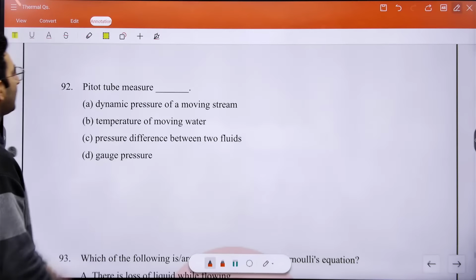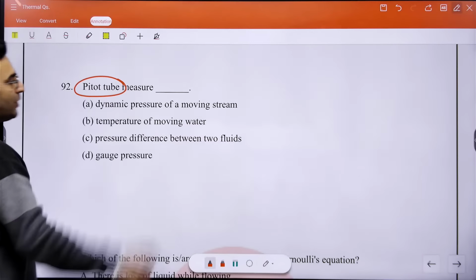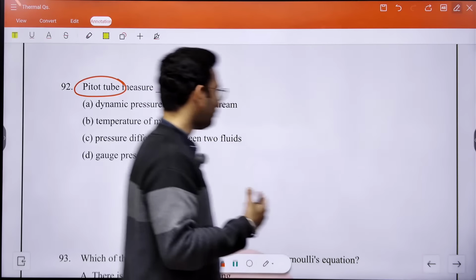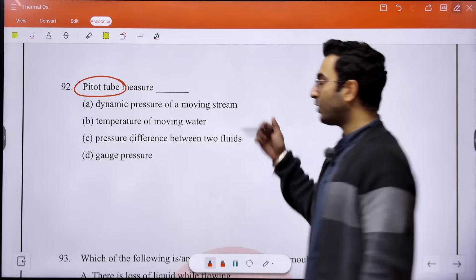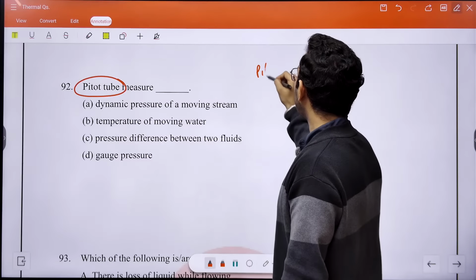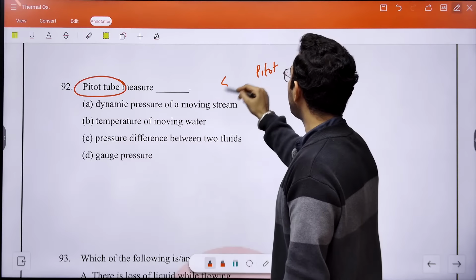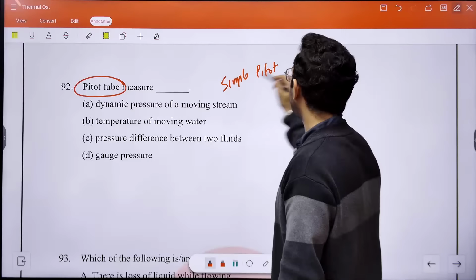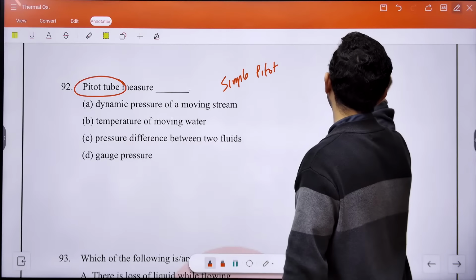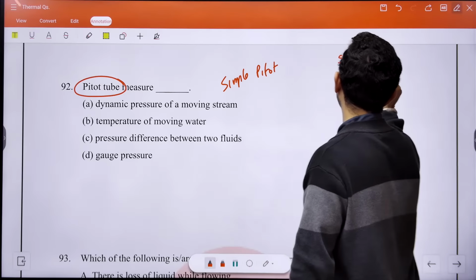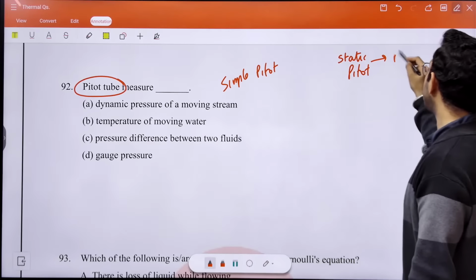Next, pitot tube. What does the pitot tube measure? Now remember that whenever you are studying the pitot tube, there are two types also. We have a simple pitot tube, and we have a static pitot tube here. The static pitot tube is also known as the Prandtl tube.